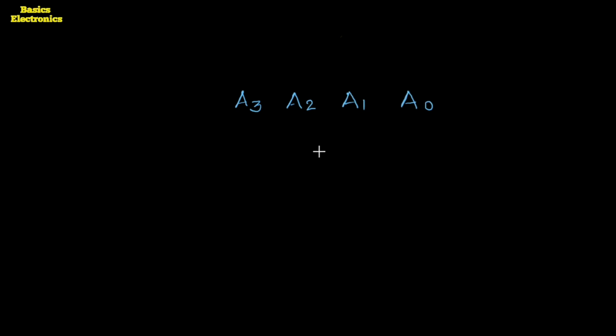From this 4-bit number, the one bit at the right-hand side is what we call the LSB, and the bit at the left-hand side is what we call the MSB. I think we saw the LSB and the MSB in our number system lectures.